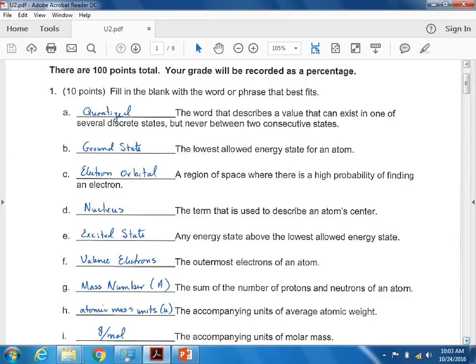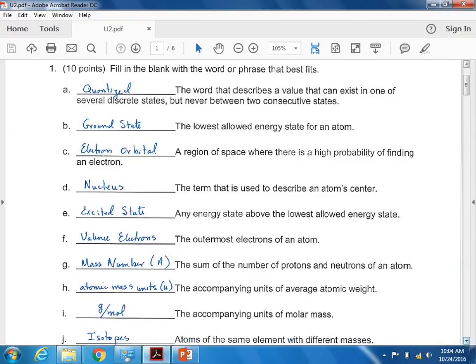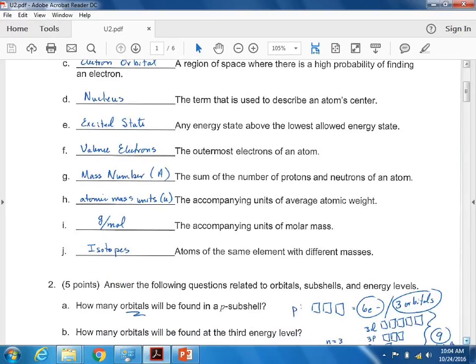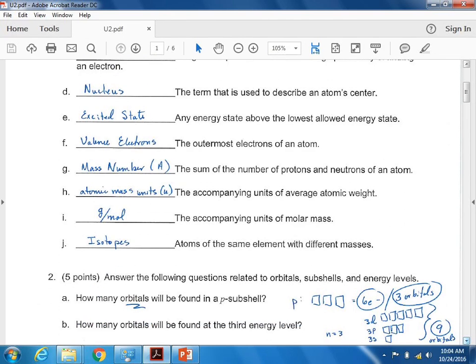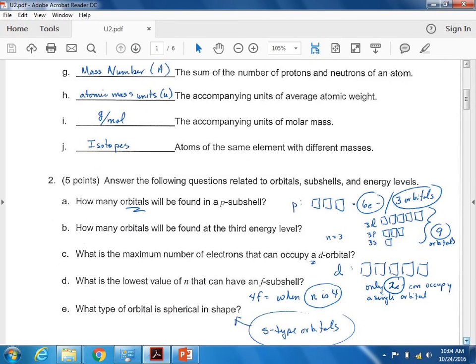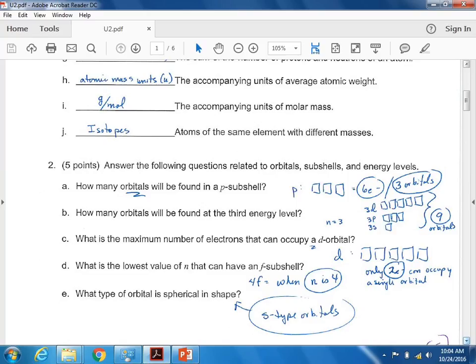Mass number, or the symbol A, is the sum of protons plus neutrons. Atomic mass units is the unit that we use for saying how much an atom weighs. And I was after grams per mole as the units we use for molar mass. The answer for J is isotopes: atoms of the same element that have different masses because they have different numbers of neutrons in their nuclei. That's J, isotopes.